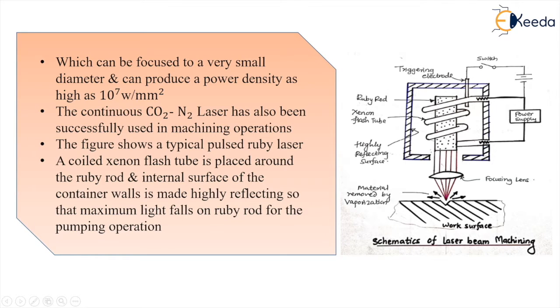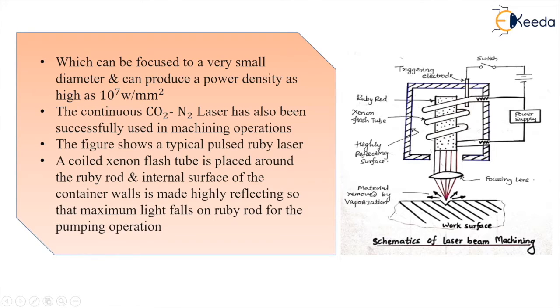The continuous CO2 or N2 laser has also been successfully used in machining operations. Let us see the figure of the laser beam machining operation, where there is a pulsed ruby laser rod. This dotted part is the ruby rod, and a coiled xenon flash tube is placed around this ruby rod.